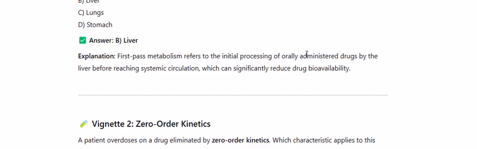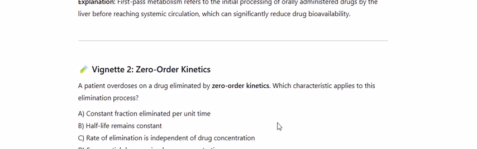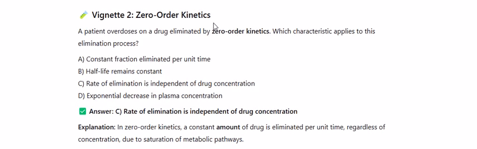Vignette 2. Zero-order kinetics. A patient overdoses on a drug eliminated by zero-order kinetics. Which characteristic applies to this elimination process? A. Constant fraction eliminated per unit time. B. Half-life remains constant. C. Rate of elimination is independent of drug concentration. D. Exponential decrease in plasma concentration. Answer: rate of elimination is independent of drug concentration. Explanation: in zero-order kinetics, a constant amount of drug is eliminated per unit time, regardless of concentration, due to saturation of metabolic pathways.